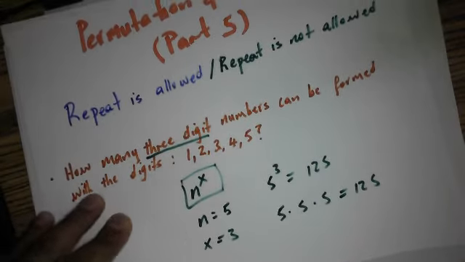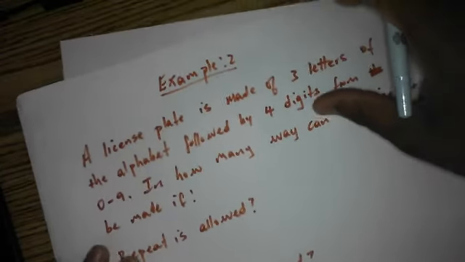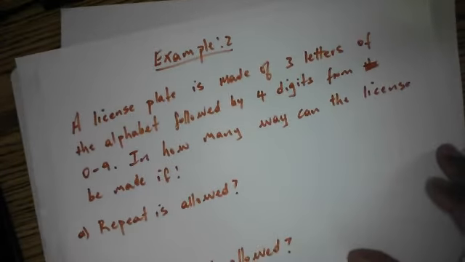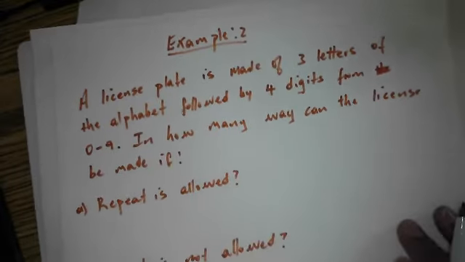Okay, let's look at example 2, and this will make it a little bit easier. Example 2 says a license plate is made of 3 letters of the alphabet followed by 4 digits from the numbers 0 to 9. In how many ways can the license plate be made if a repeat is allowed? So repetition is allowed in this case.